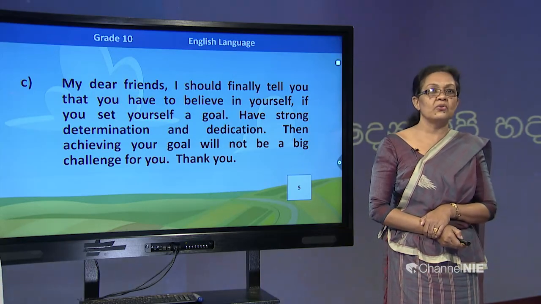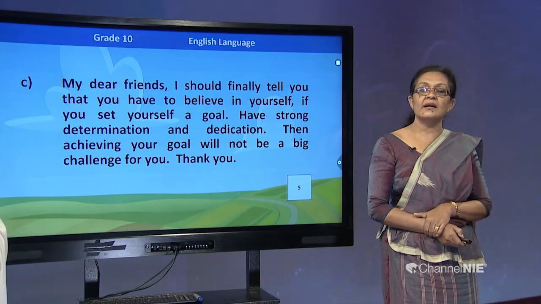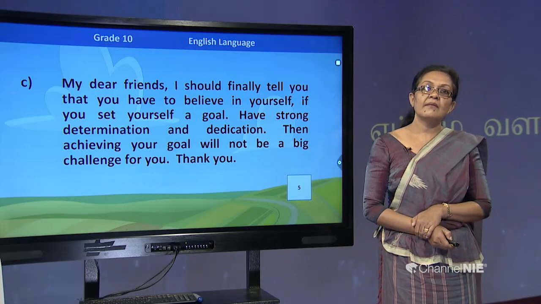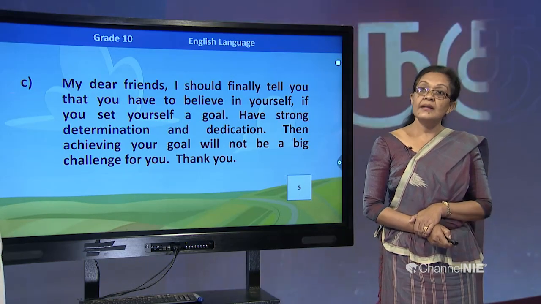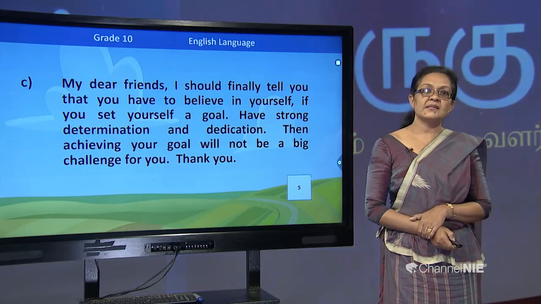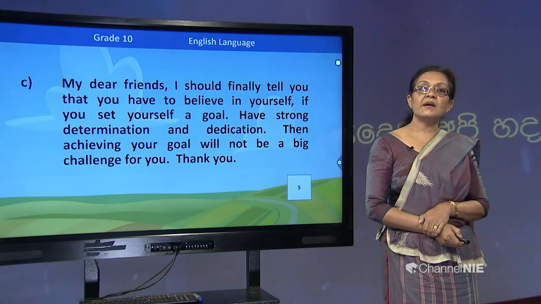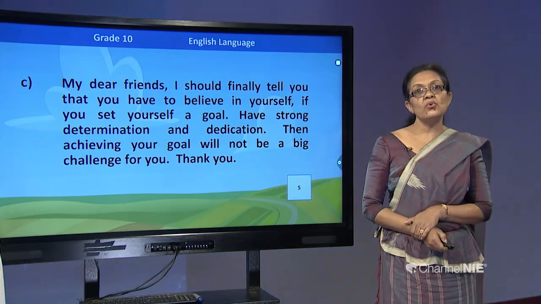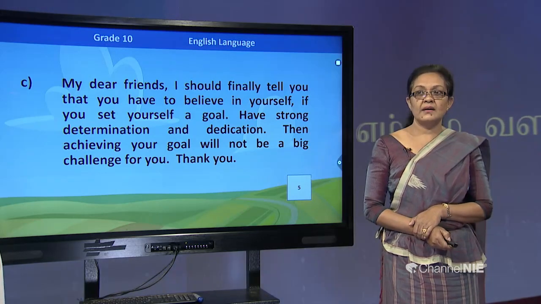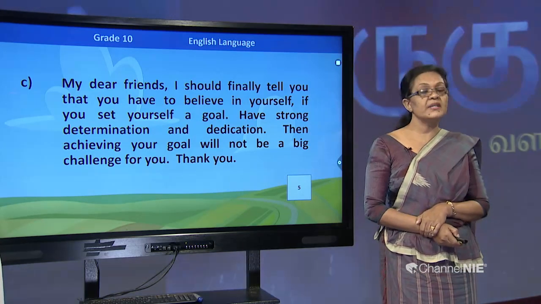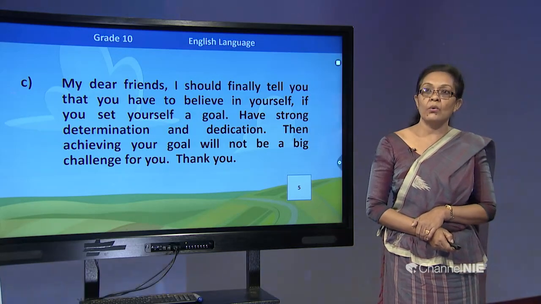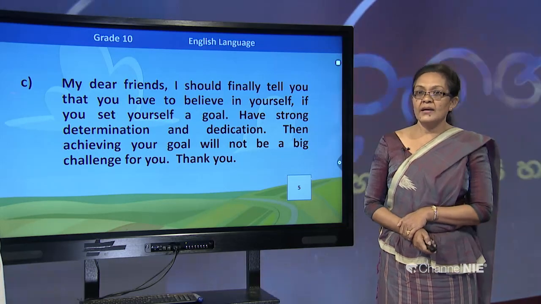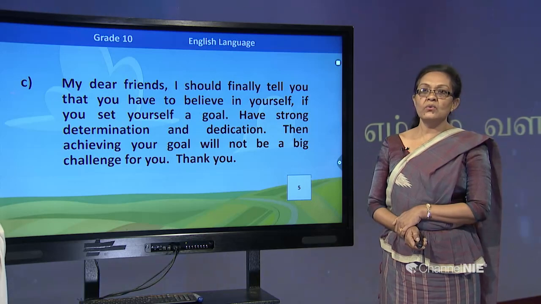You see, this is the conclusion, children. You can see it clearly, and he says, I should finally tell you. So you can add something like that when you conclude the speech. The speaker summarizes everything the speaker has been telling you. And at the end, the speaker gives you an inspirational statement telling you to have strong determination and dedication to achieve your goal. So that is very inspirational. This is what you have to do. That is how we do speeches.